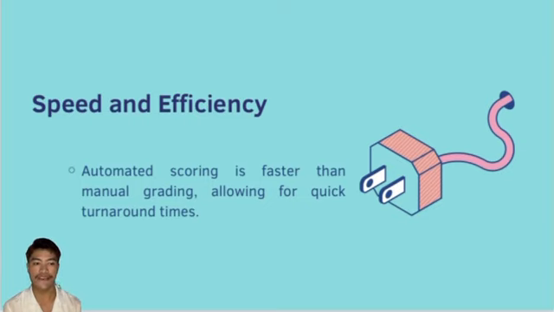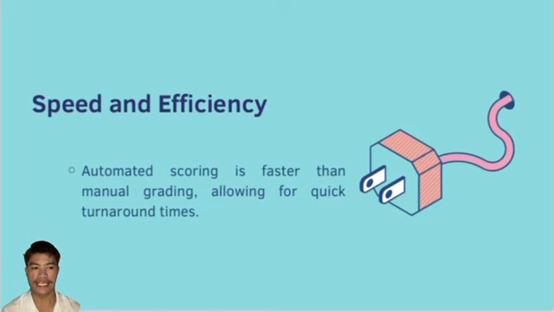The speed and efficiency of reliability in automated scoring systems for language assessment refers to the ability to rapidly and accurately evaluate language proficiency and skills across a large number of assessments. Efficient and reliable automated scoring systems play a crucial role in modern language assessment by facilitating faster feedback, adaptive learning approaches, and scalability in educational and professional contexts.